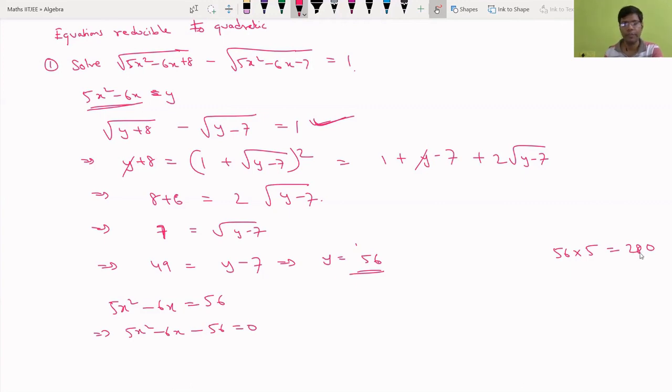So 280 can be also written as 28 into 10. So this has the product as this, but the sum is not this. Otherwise, we can write it as, say, 14 multiplied with 20. Yeah, so this will give me difference as minus 6 and product as 280. So I can rewrite this as 5x square minus 20x plus 14x minus 56 is equal to 0.